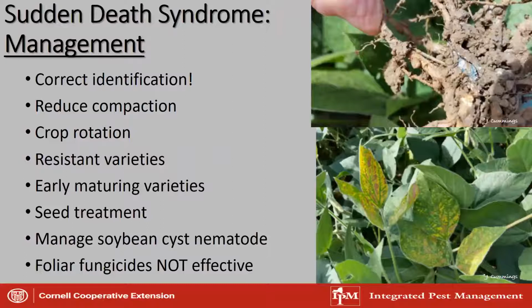For managing, of course, we need to do correct identification. Foliar fungicides aren't going to do anything for you with this one. Reducing compaction when possible. Crop rotations are good. Resistant varieties are available, but they're probably limited in early maturing varieties because they might be working on that, but they haven't typically bred for resistance for our region because it wasn't typically an issue in our region.